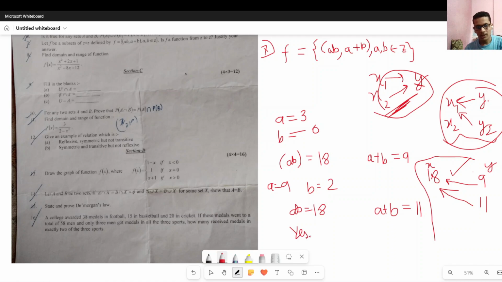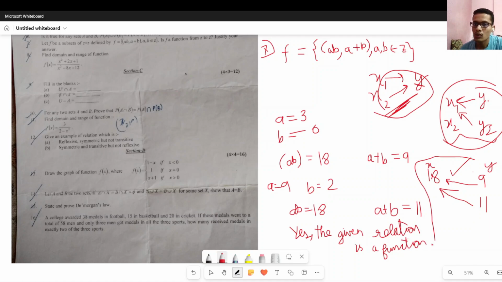So this is the relation. The given relation is a function. I hope you understood this question, how to solve this.